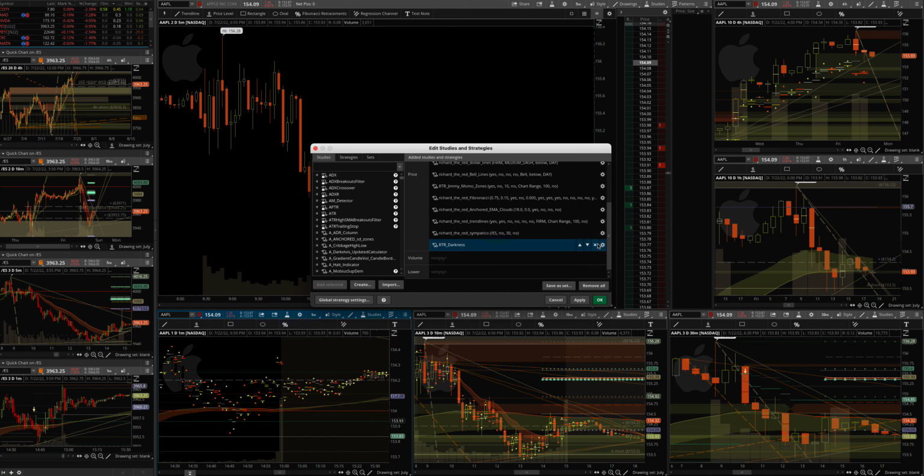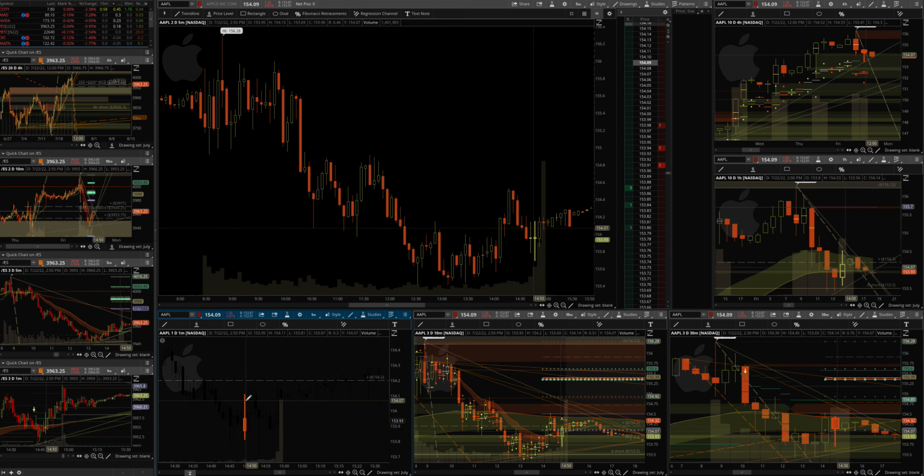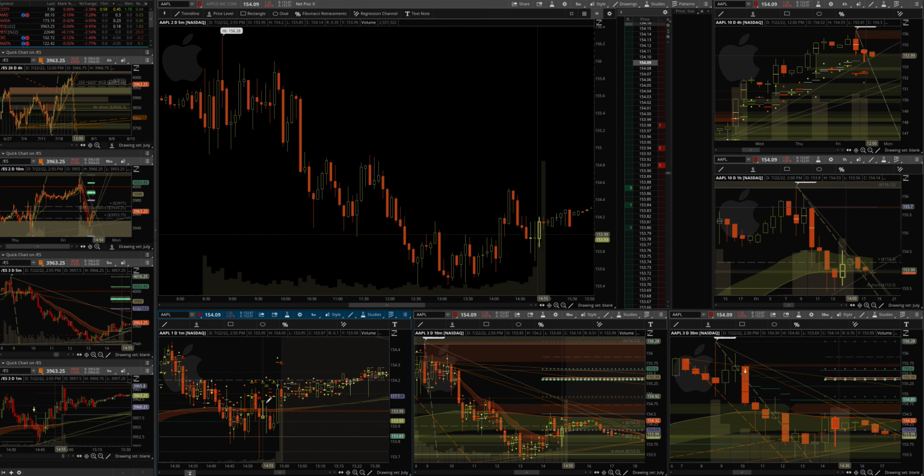So if we take off Darkness, then you can see that Apple is dragging way down. The reason that this isn't a one-to-one is because I'm using Apple's VWAP to mark ES against.